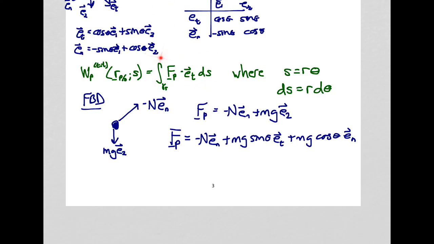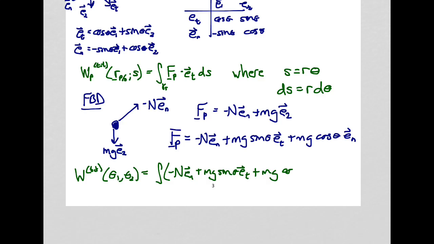Let's plug all this into our definition of our work using the path frame, and we'll get that the total work, from theta 1 to theta 2, point 1 to point 2, is equal to the integral of negative N in the e_n direction, plus mg sine theta in the e_t direction, plus mg cosine theta in the e_n direction. We're dotting this entire piece with e sub t, and then for our ds, we said that ds is equal to r d theta, and then our integration bounds are going to be from theta 1, theta at point 1, to theta at point 2.